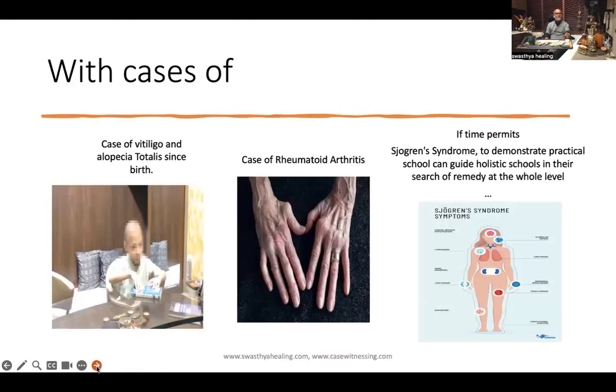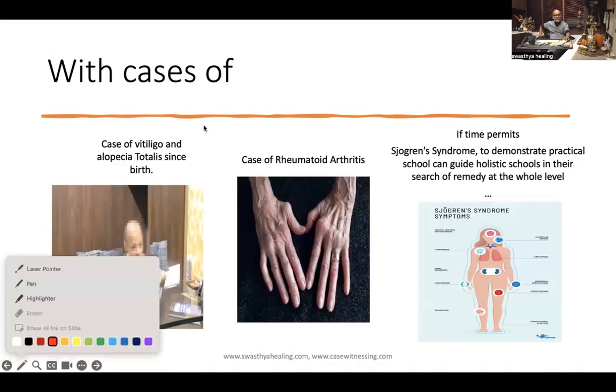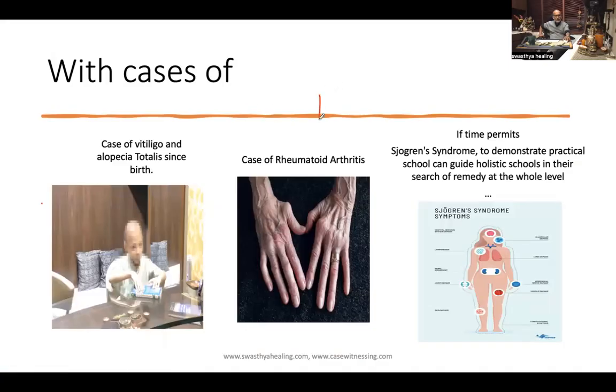With specific cases. A case of autoimmune rheumatoid arthritis. A case of vitiligo and alopecia totalis since birth. And how, understanding the module of case taking, module of totality making, module of remedy selection, and module of diary, and following criteria, we understand these cases.